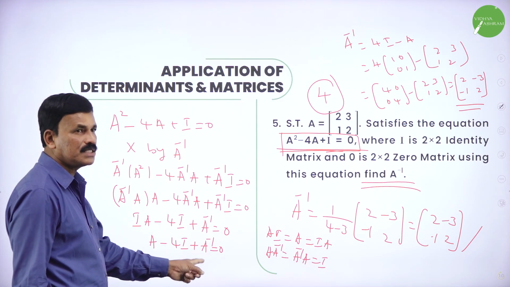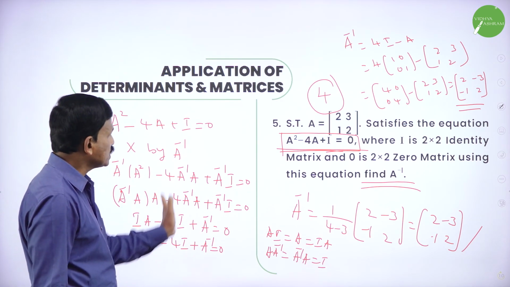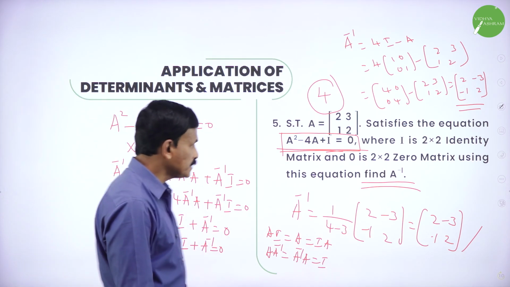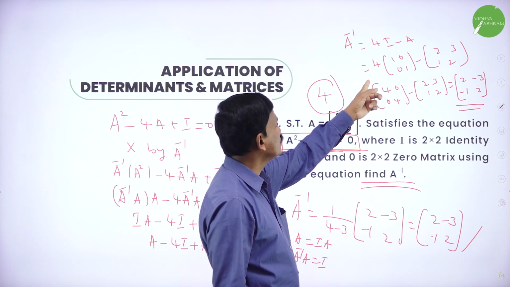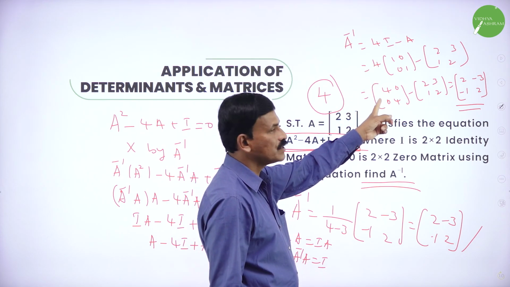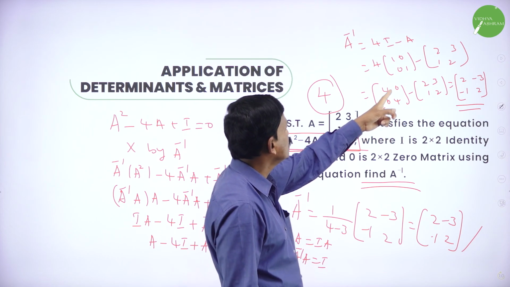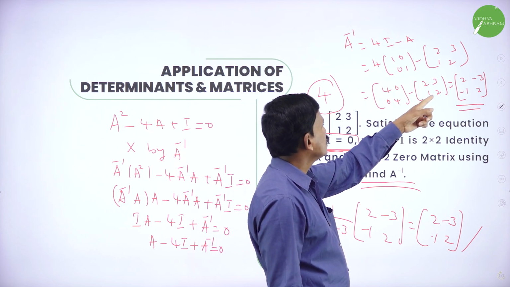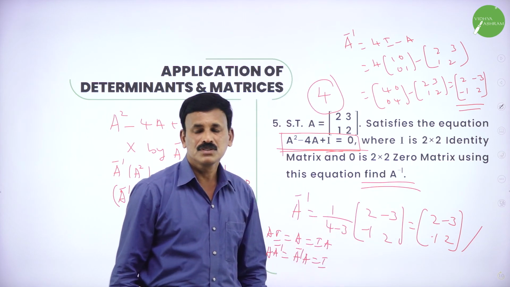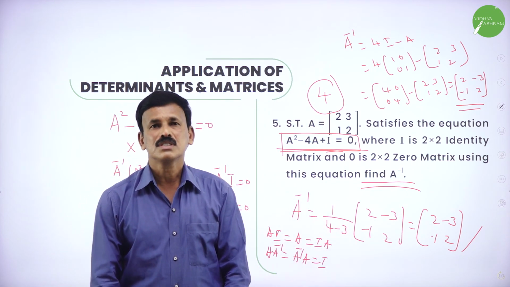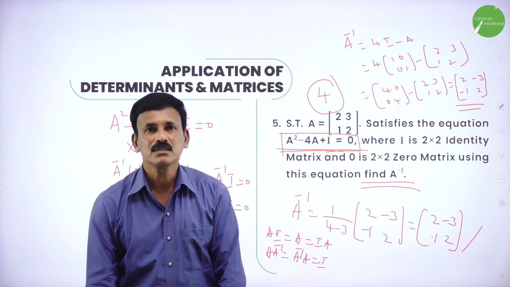What is required is A inverse, so keep it here and transfer the rest. Minus 4I becomes plus 4I and plus A becomes minus A. So 4I minus A, 4 into I is [4, 0; 0, 4], minus [2, 3; 1, 2]. So that is [2, -3; -1, 2]. So that is the inverse. That is how we are going to solve this equation using the Cayley-Hamilton theorem.